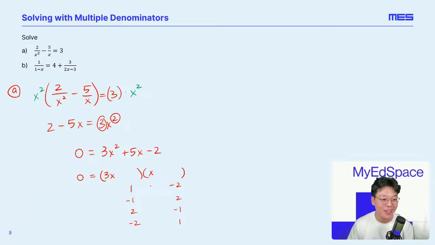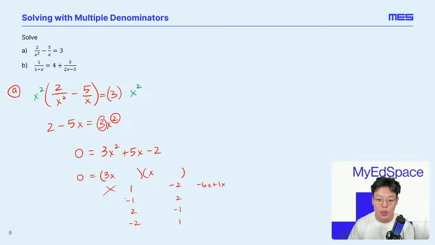I think that's a great, fun way to remember it: the oi oi, outside, inside, outside, inside. So 3x times -2 gives us -6. 1 times x is 1x. So we have -6 plus 1x. That gives us a -5x. So we know that this one does not work.